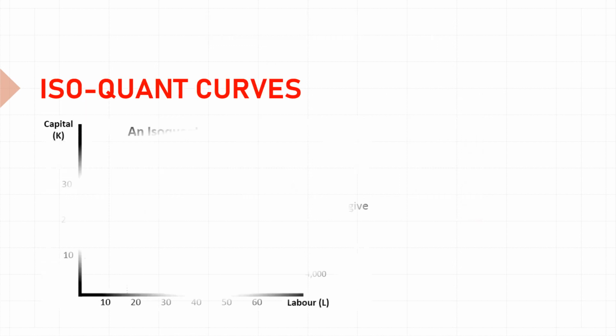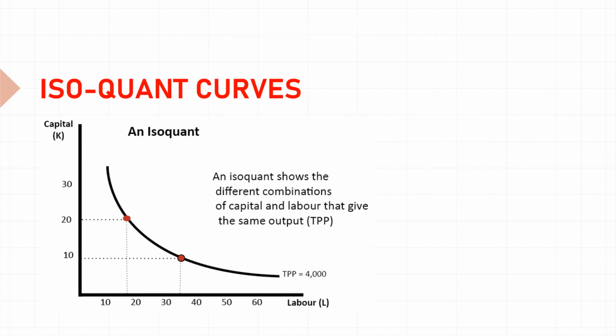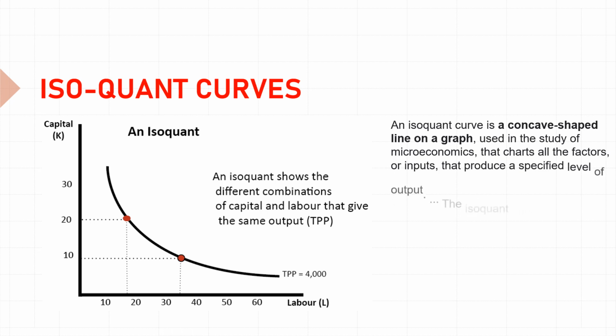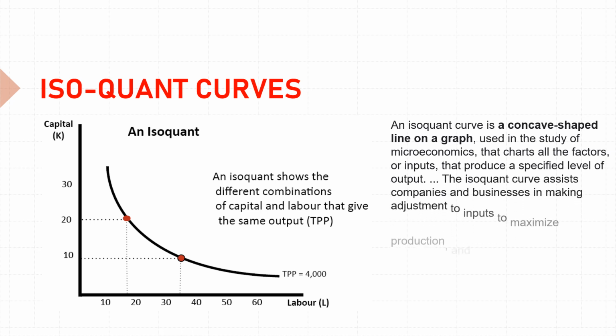Isoquant curves. An isoquant curve shows the different combinations of capital and labor that give the same output. An isoquant curve is a concave shaped line on a graph used in the study of microeconomics that charts all the factors or inputs that produce a specified level of output. Isoquant curves assist companies and businesses in making adjustments to input to maximize production and thus profits.